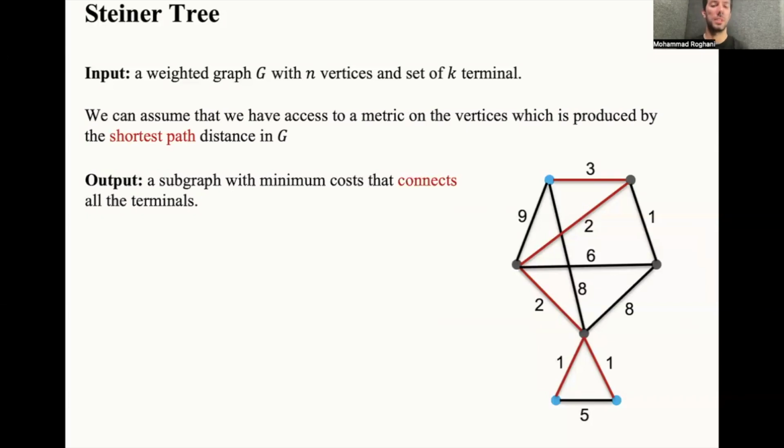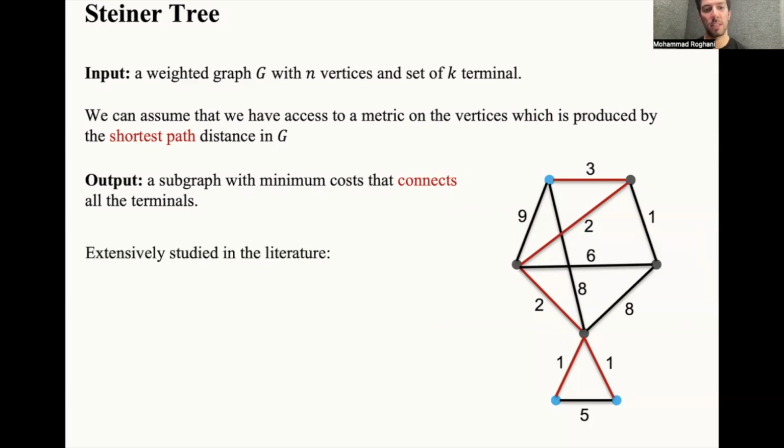The goal is to find the subgraph with minimum cost that connects all the terminals. For example, in this given graph, the set of red edges is the minimum cost connected subgraph that connects all the blue vertices, which are the terminals.